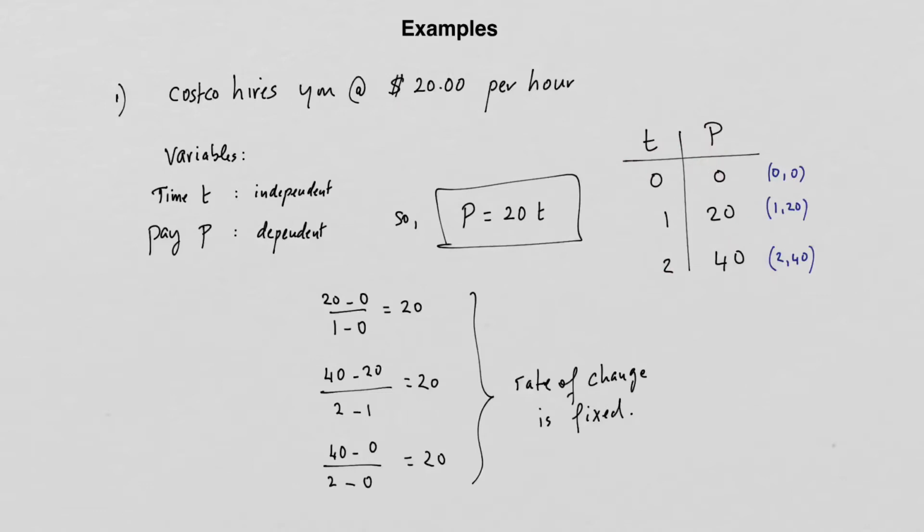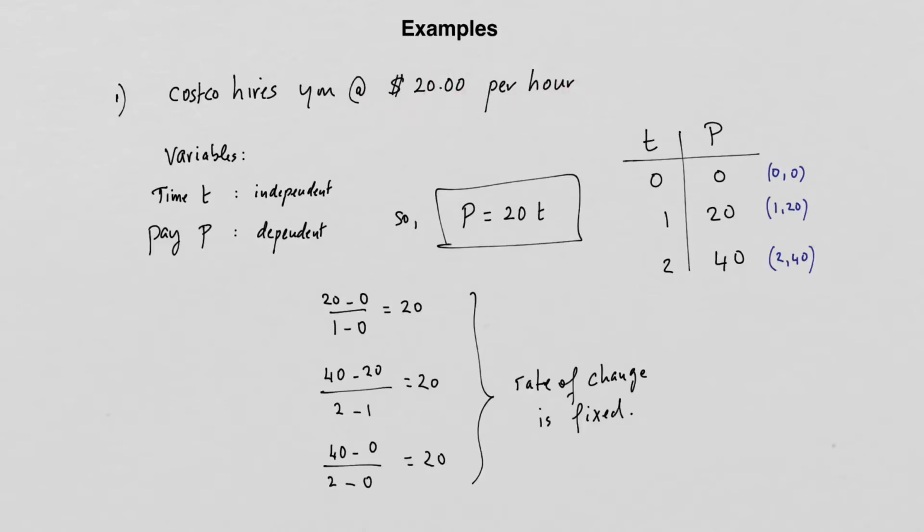Well, you could see it just from the way it was explained to you. Costco hires you at $20 per hour. That amount of money per hour does not change, does it? That's a rate, isn't it? $20 per hour, that's a rate, like speed. 55 miles an hour. It doesn't change. So we know that the rate of change is going to remain fixed.